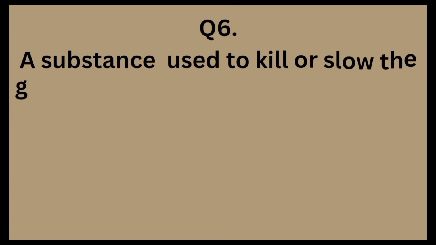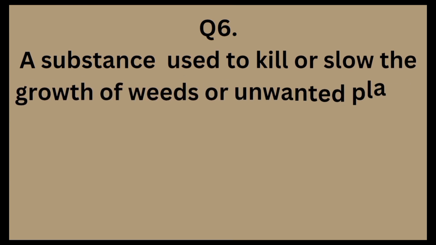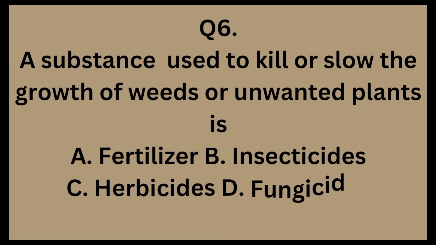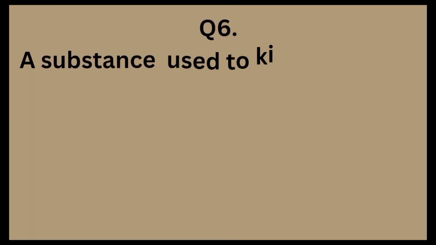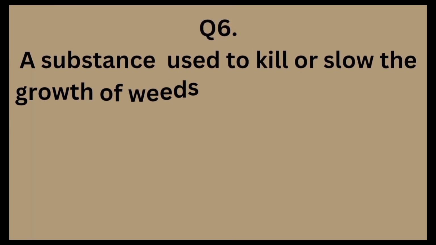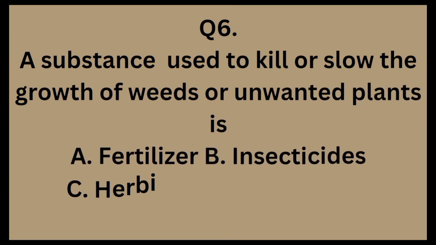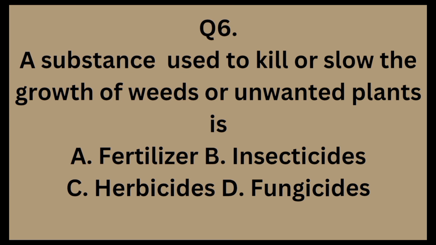Question 6. A substance used to kill or slow the growth of weeds or unwanted plants is A. Fertilizer. B. Insecticides. C. Herbicides. D. Fungicides. Define each term and understand. Then select the best answer for question 6.